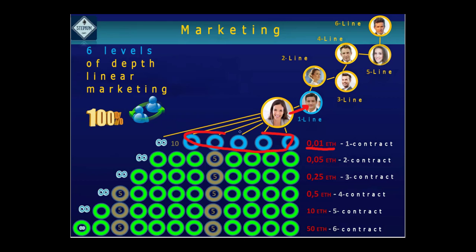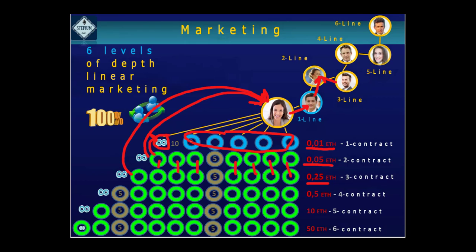Those people in your first line will invite the second line of people. From those people, you will get paid 0.05 Ethereums. And the first line that you have invited will get 0.1 Ethereums from those people that they signed up. The second line, when they invite the third line, each of those people in the second line will get 0.01 Ethereums. The first line from the third line will make 0.05 Ethereums, and you will make 0.25 Ethereums.